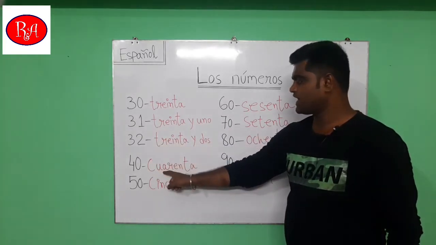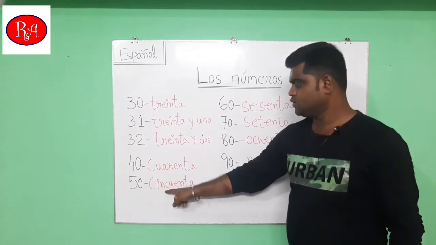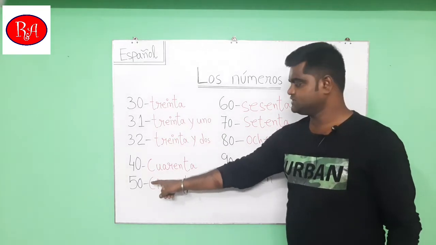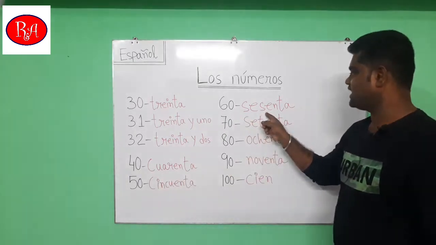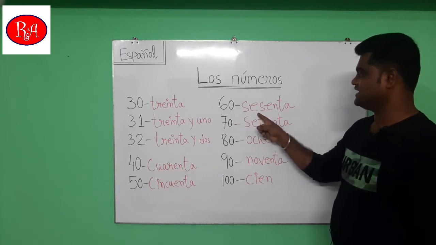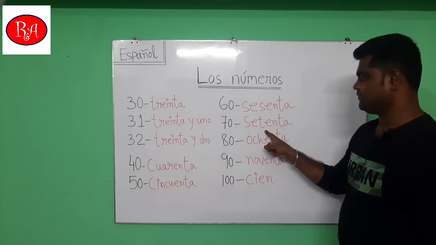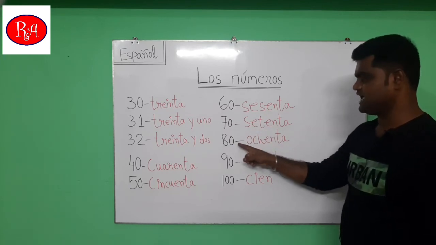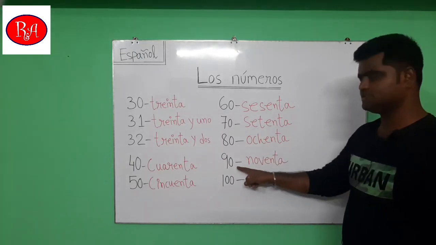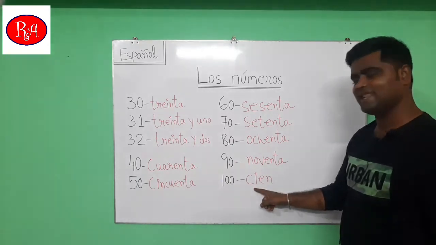Next word, cuarenta, that is 40. Cincuenta, that is 50. Sesenta, that is 60. Setenta, that is 70. Ochenta, that is 80. Noventa, that is 90. And last one, cien, 100.